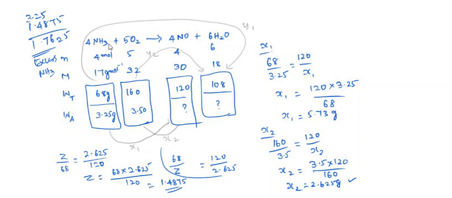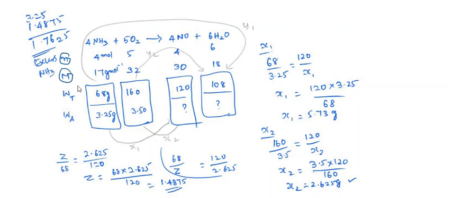So what is the molar mass of ammonia? 17 gram per mole. For oxygen, 32 gram per mole. For nitrogen oxide, 30. And for water, 18. Now this is N and this is M, molar mass.